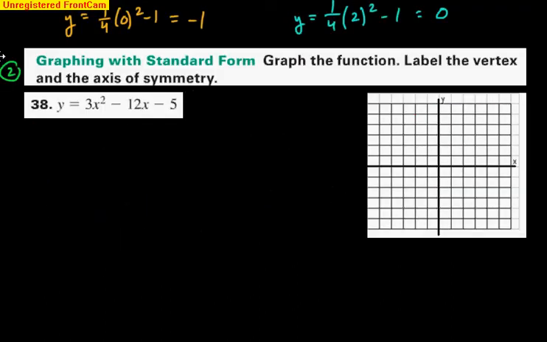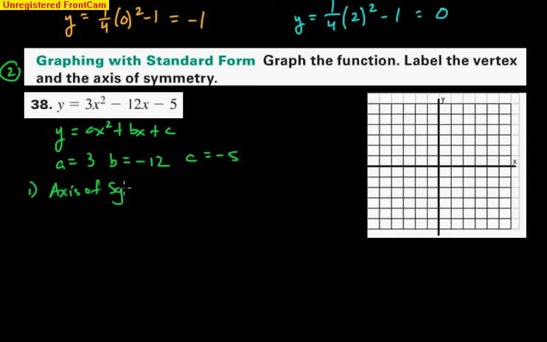Okay, our second problem is the same kind of problem. Graph it. It's in standard form, so right below I'm going to write what standard form is. Y equals ax squared plus bx plus c. I'm going to identify a is 3, b is -12, and c is -5. Okay? So first thing I will do is find the axis of symmetry. And to do that, I use that memorized x equals opposite of b over 2a. That is x equals the opposite of -12 over 2 times 3.